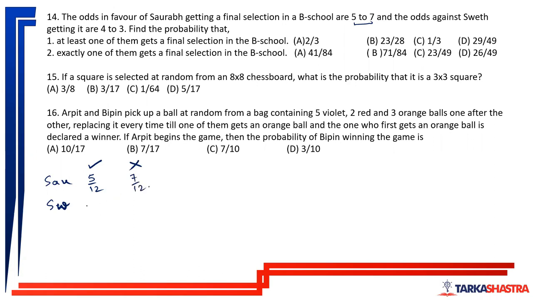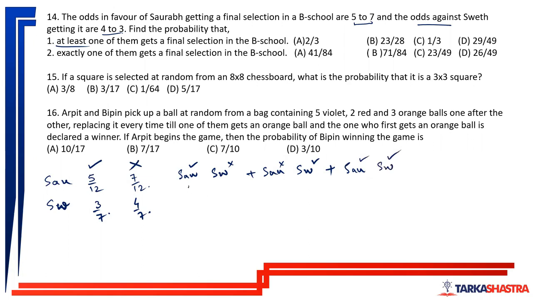Shwet getting selected. So this is odds against. So Shwet not getting selected will be 4 by 7, because these are odds against. And getting selected 3 by 7. At least one of them gets a final selection in the B school. So Saurabh gets it, Shwet does not get it. Or Saurabh does not get it and Shwet gets it. And at least is said, so both of them can also get. Saurabh gets it and Shwet also gets it.